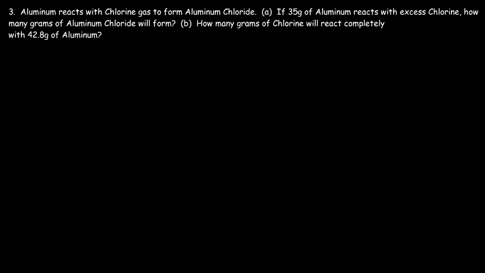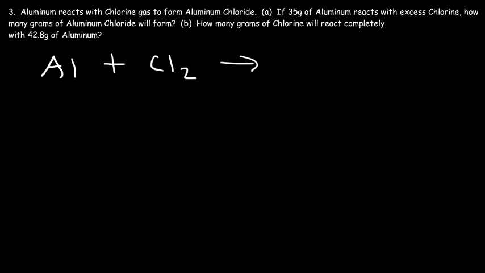Number 3. Aluminum reacts with chlorine gas to form aluminum chloride. Part A. If 35 grams of aluminum reacts with excess chlorine, how many grams of aluminum chloride will form? Let's start with the reaction. So we have aluminum reacting with chlorine gas. Chlorine is diatomic, just like oxygen gas. And when combined, it's going to form aluminum chloride.